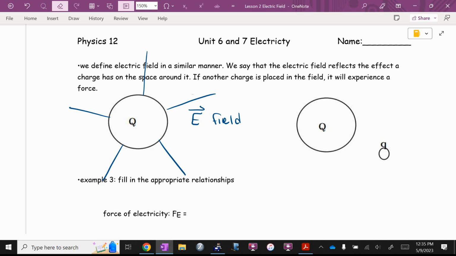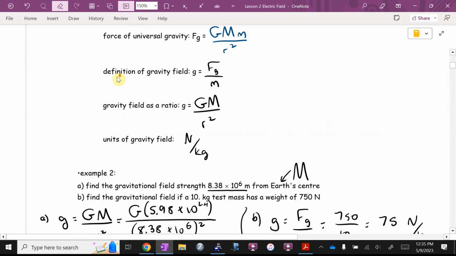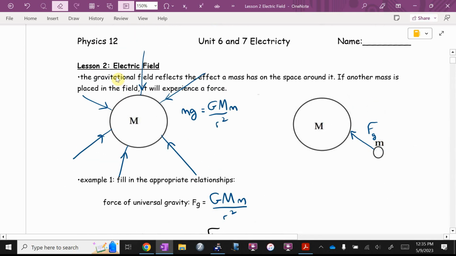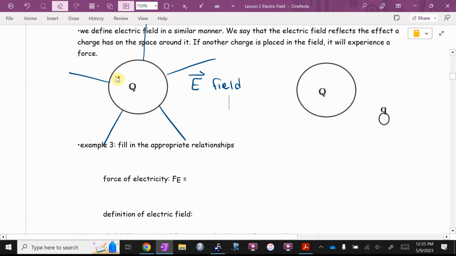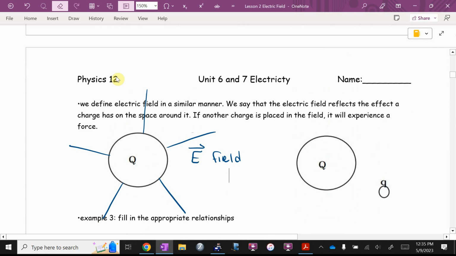Bit of a problem here. For gravitational field, I drew the arrows in down because gravity always pulls towards itself. But Joanna, like charges, what direction are the arrows here? It depends. We're actually going to have to define the direction of electric field. That's going to be a bit later on in this lesson. But the reason we have to define a direction is, unlike gravity, like charges repel.